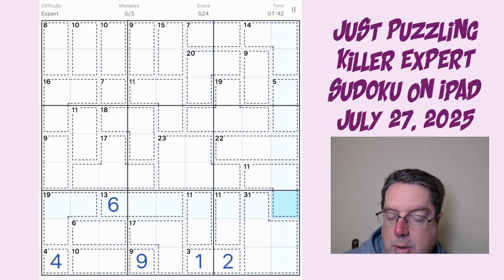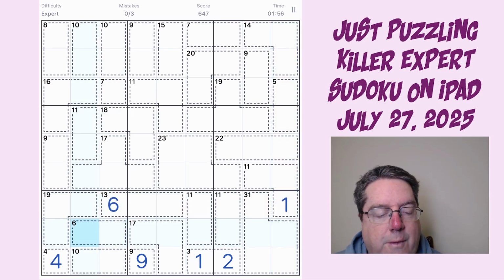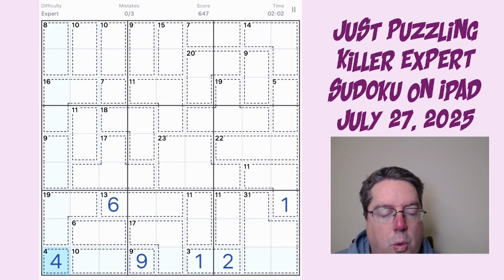Once again, I've got this spare 1 that's going over this box. So 2 plus 11 is 13, plus 31 is 44, so this is going to be a 1. Now, I already knew this, but this is going to be 1 and 5, because the numbers that add up to 6 are 2 and 4. Well, 4 can't be there, so 2 and 4, and 1 and 5.